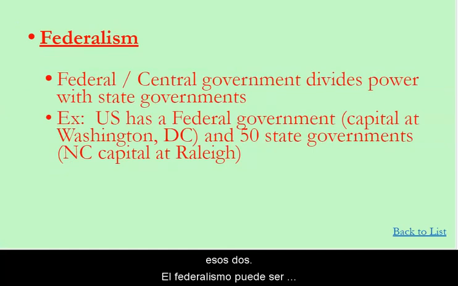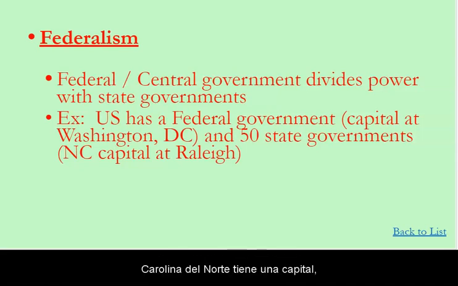Federalism can be very confusing because it sounds like the federal government would have all of the power, but that's not what this means. In federalism, the federal or central government, it could also be called the national government, divides power with states. For example, the United States has a federal government. Of course, the capital is at Washington, D.C. That's Congress. Our U.S. Congress makes federal laws. But there are also 50 different state governments in our country, like North Carolina has a capital at Raleigh.